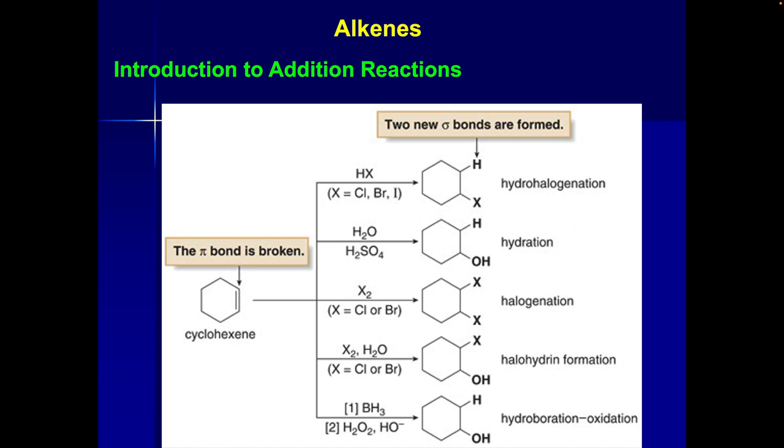And we can also add X2, where X is chlorine or bromine. Oh, X. We can form what are known as halohydrins. We can add OH and X across the carbon-carbon double bond. No problem. Okay?